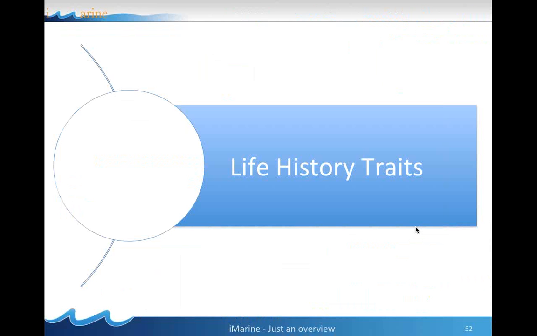One final point regards life history traits. In this case, we address laws in nature, modeling these laws by using data mining and statistical modeling facilities. Life history traits is a trend of iMarine that on one side tries to incorporate expert knowledge about species growth and species evolution. And on the other side, we also contribute with new models of our own. And here are some practical examples.